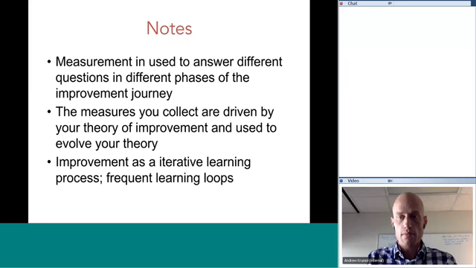And then thirdly, and this is a big piece about the sort of rhythm of the measurement, is that we approach improvement as an iterative learning process. So we need frequent and quick learning loops so we can really accelerate our learning. And the measurement is a big piece of those frequent learning loops.